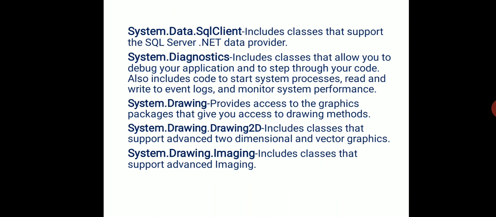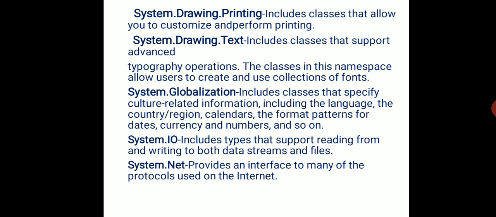and vector graphics. Vector graphics means some drawing. Vector is a drawing of a line or rectangle or triangle. Okay, so if you add this Drawing2D class, it will allow you to do all these operations like 2D drawing. And next one, System.Drawing.Imaging. It includes classes that support advanced imaging for pictures.